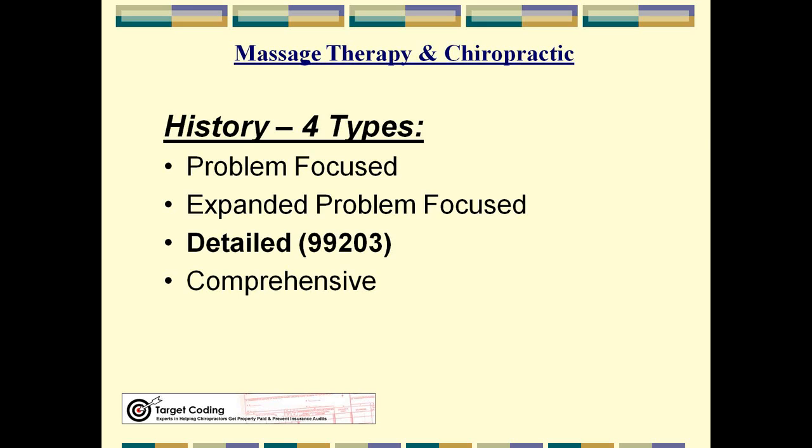What's a detailed history? Hopefully you all know what this is. If you don't, let me share with you. That means you have written down or you've entered into your system, your computer software program, at least one chief complaint, 4 HPIs, 2 to 9 systems were reviewed, and 1 item from the past history, family history, or social history was documented. You must have those 4 items. Again, at least 1 chief complaint, 4 HPIs. Now, HPI stands for History of Present Illness. In chiropractic college, you may have been taught this as the OPQRST. So you need 4 of those.